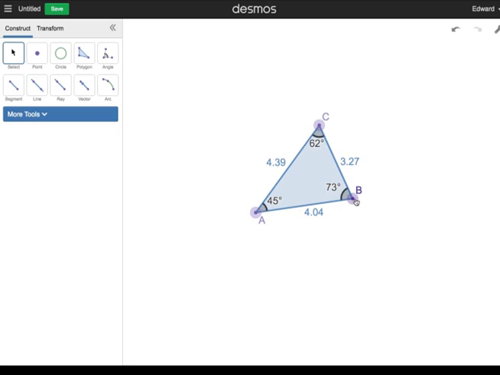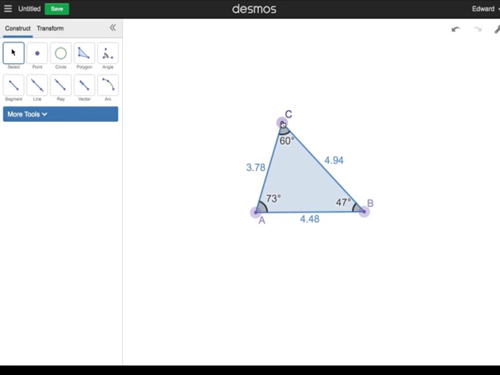Manipulate the points to create a scalene acute triangle. This is an example of such a triangle. See the 3 different side lengths? See the acute angles? Now create a scalene obtuse triangle, like the one shown here. See the 3 sides that are different lengths? See the obtuse angle?